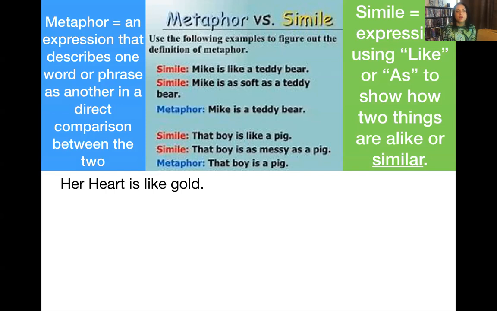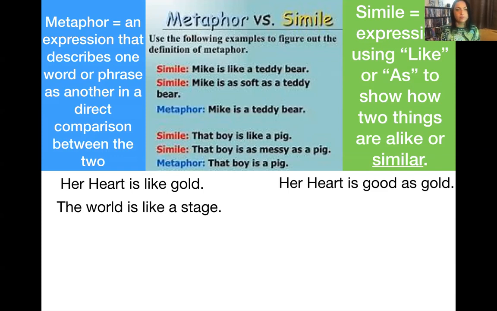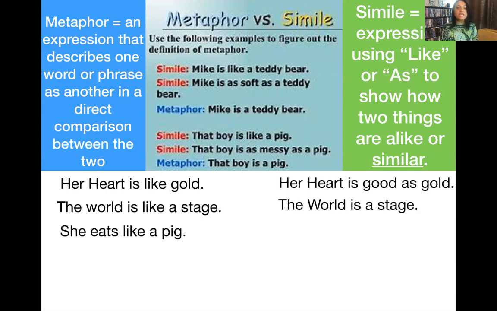What about this one? Her heart is like gold. Is it a metaphor or a simile? Simile, very good. Her heart is as good as gold. Is this a metaphor or a simile? Good as gold. Simile, very good. The world is like a stage. Simile. The world is a stage. Metaphor. Very good. She eats like a pig.